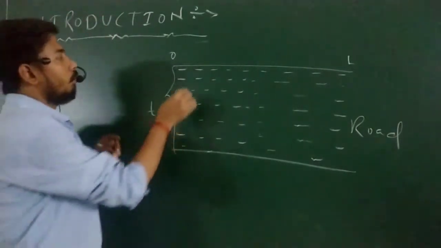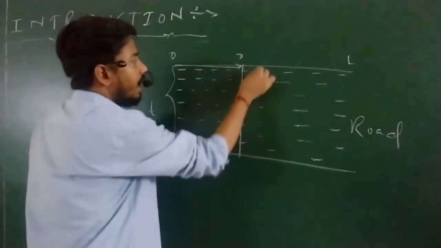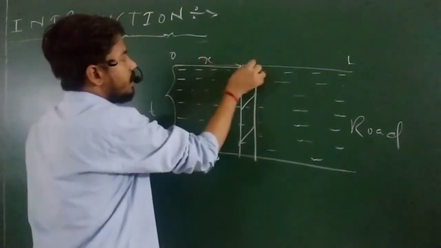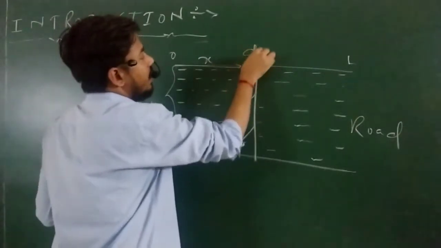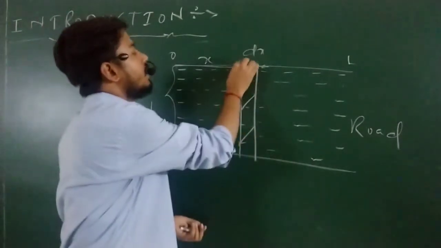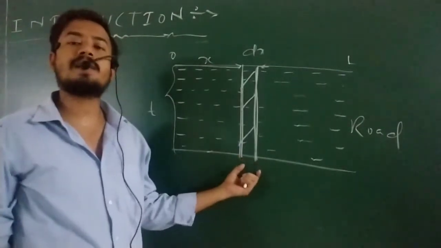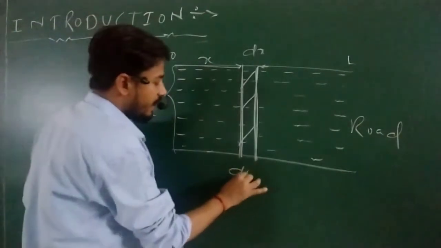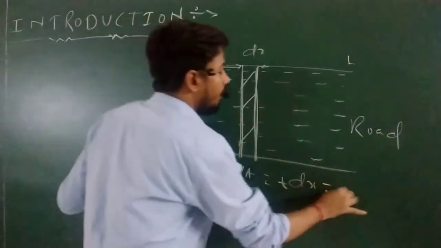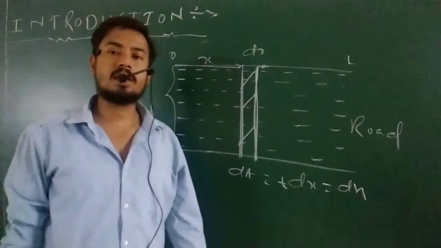How? We will move to a distance x and we will take a small thickness, a small length dx. Now I will count the number of marbles in this area. So what is this area? dA is equal to T into dx. Suppose that in this small area the number of marbles is dn.